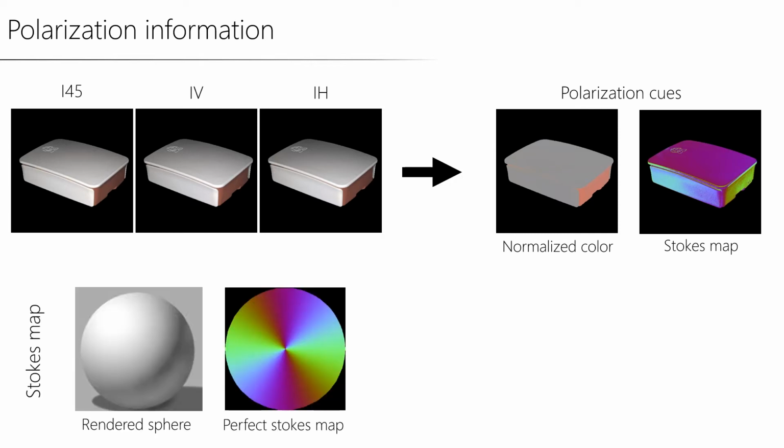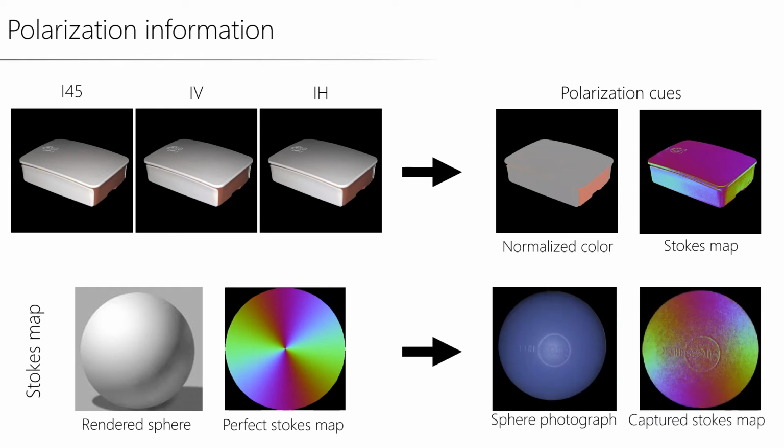Here you have a rendered sphere and its associated perfect Stokes map, showing the normals variation over the sphere with a pi symmetry. And here is the sphere we photographed and the Stokes map we could compute out of it. Note that the Stokes map that can be computed from photographs additionally have a bit of noise.